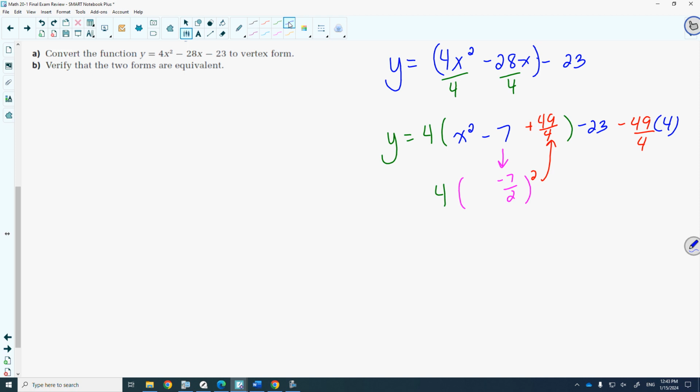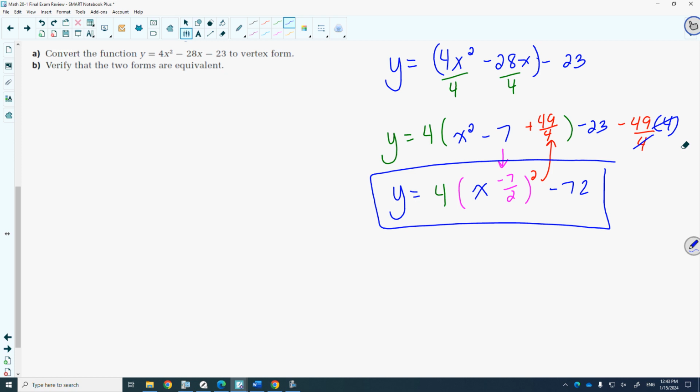And then you could borrow this. So this would be y is equal to x. So this 7 over 2 is negative 3.5, so I know the p-value is 3.5, so it's going to move 3.5 to the right. And then this 4 over 4 will cancel, negative 72. And again, you would verify by punching in the original, then the vertex, and making sure that they match.